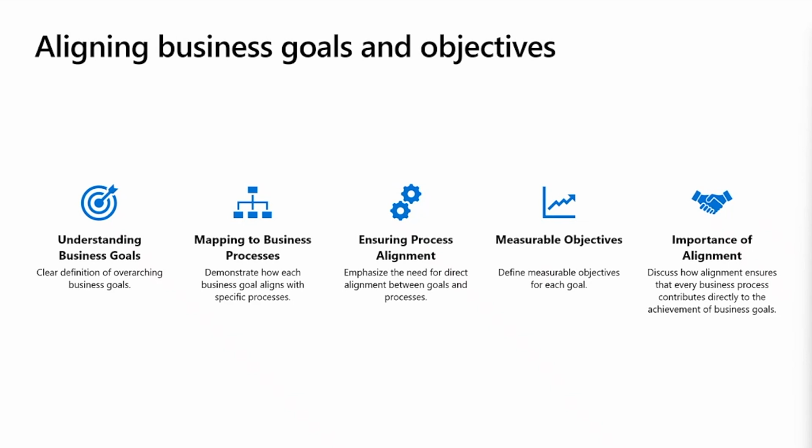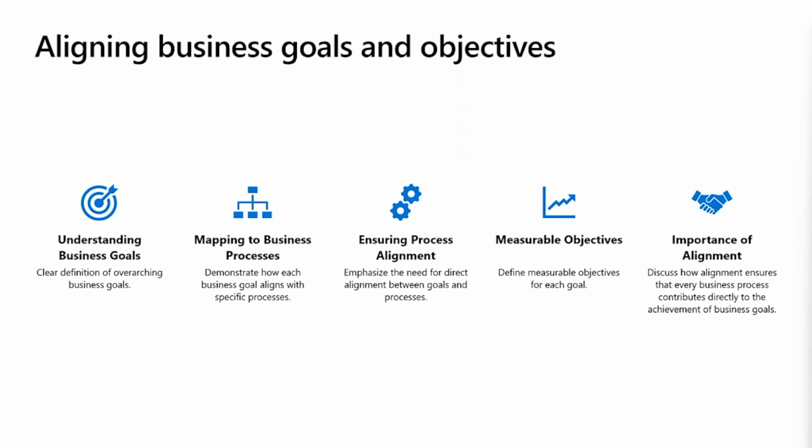First is the pillar of understanding the business goals. This is where we need to get a clear definition of the overarching goals that the organization has. Some examples of this might include things like improving customer satisfaction or optimizing operational efficiency, just as 2 simple examples.